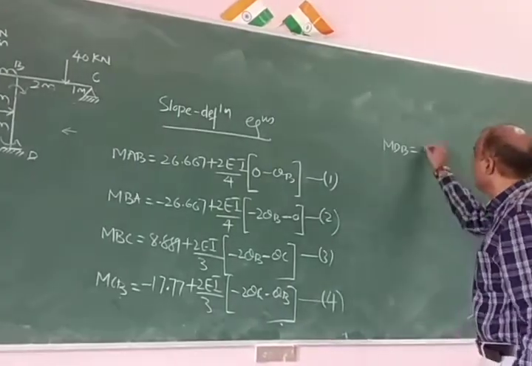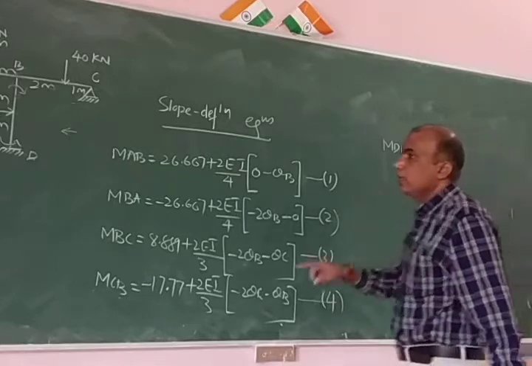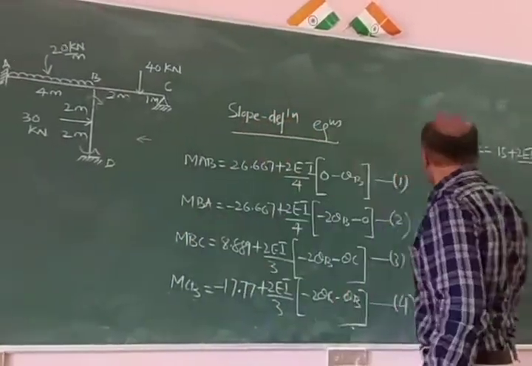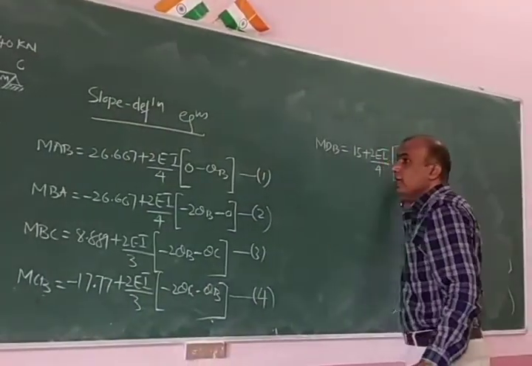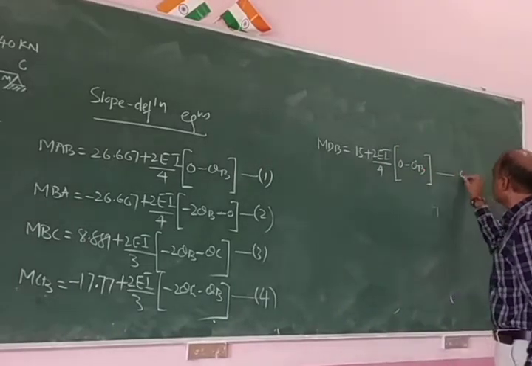MFDB is equal to 15, plus 2EI by L, L for DB is 4, minus 2 theta D, 0, minus theta D. This is your fifth equation.